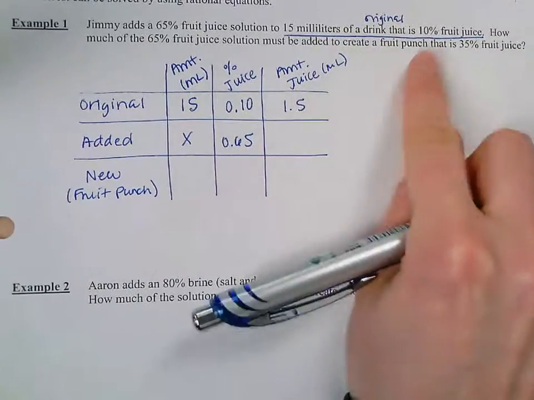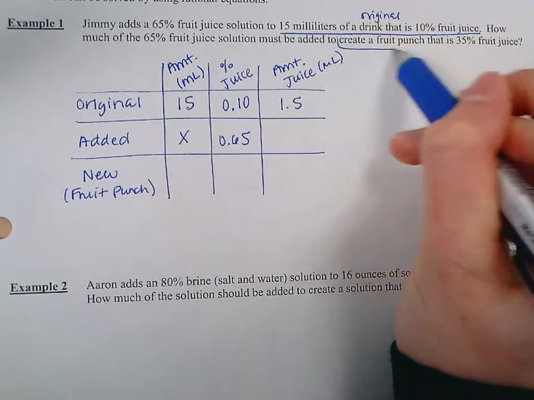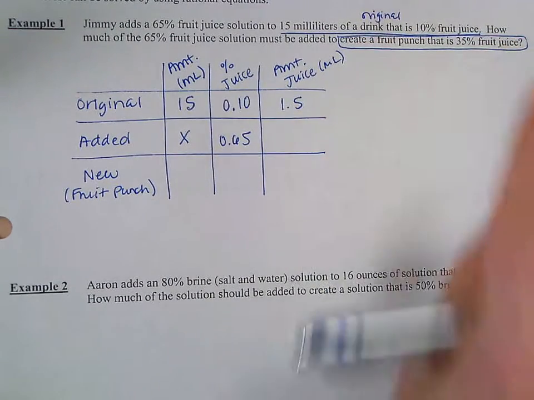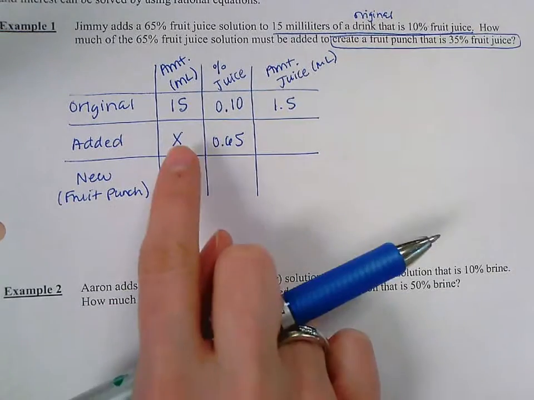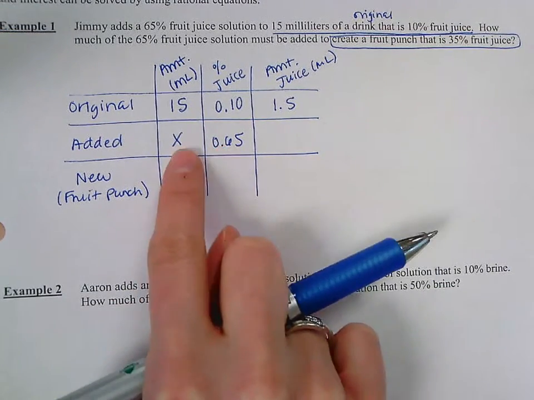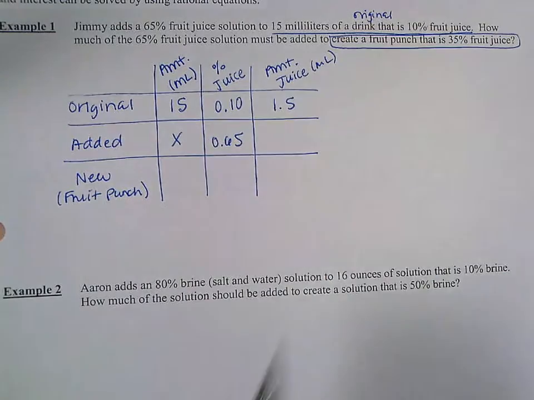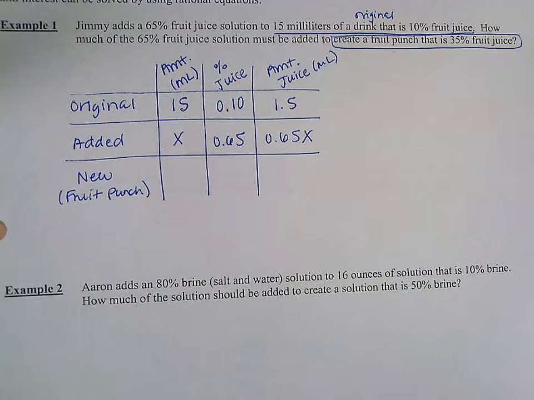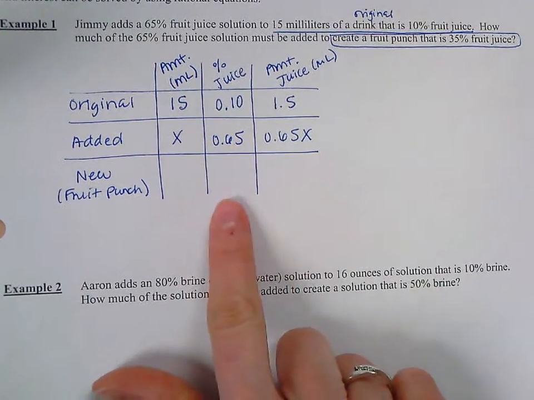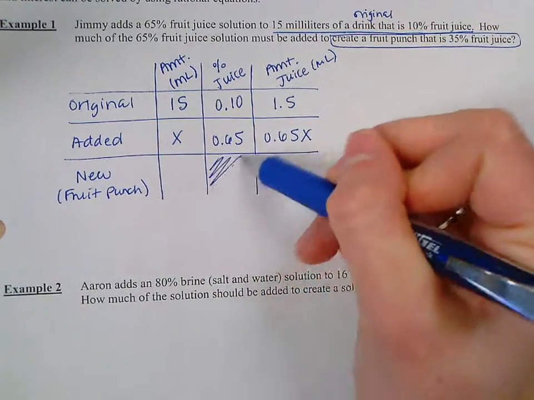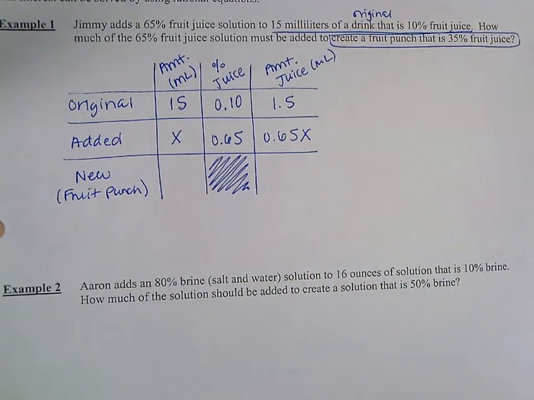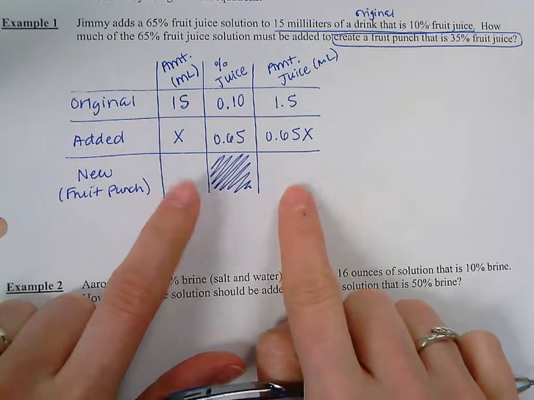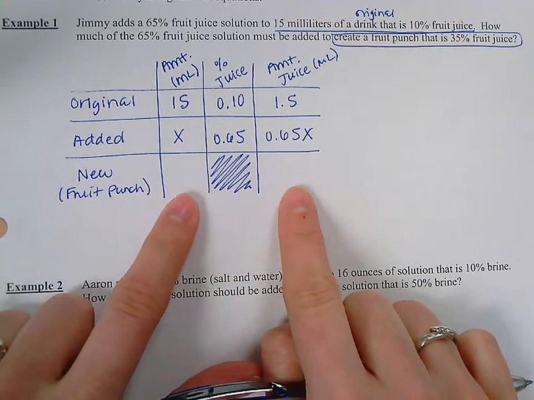And then what I'm trying to create is the 35% fruit juice, which I'll come back to in a moment. So here for the added, if I have X milliliters and 65% of that, that would be 0.65X. And then I'm not going to write the 35% here. I'm going to black this out. Again, I'll show you where I'm going to write that. But I can come up with these two amounts for the mixture.